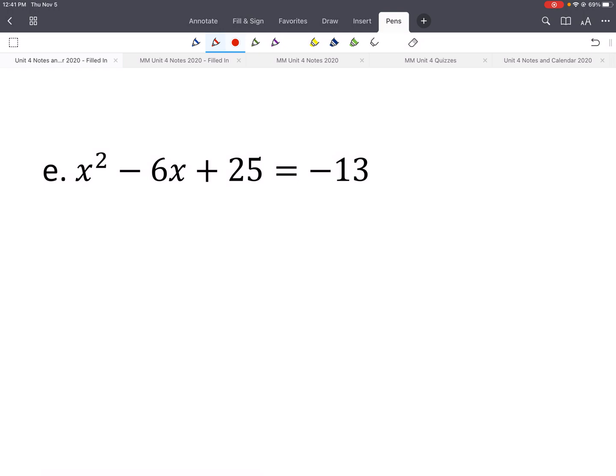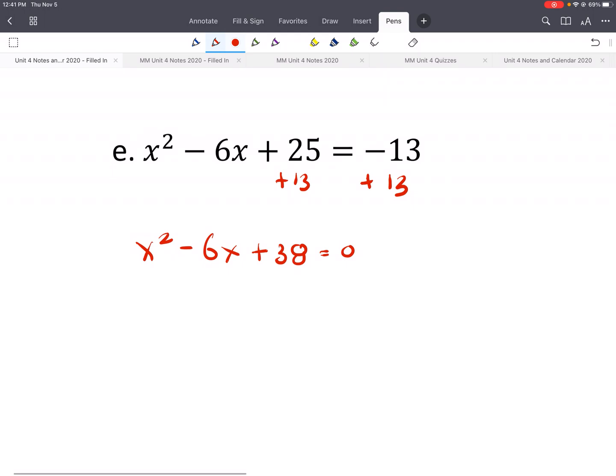All right, let's check this one out. Always need to move this over. So x squared minus 6x plus 38. Okay, could try and see if factoring would work. So 38, x squared, and the middle term is negative 6. I don't think this is going to work. We could complete the square.